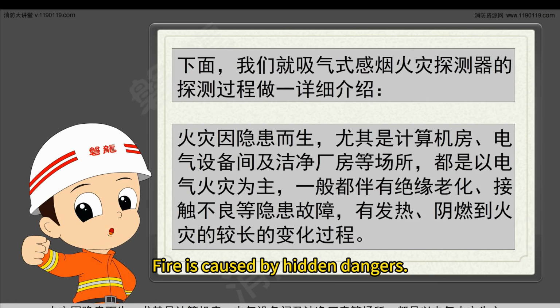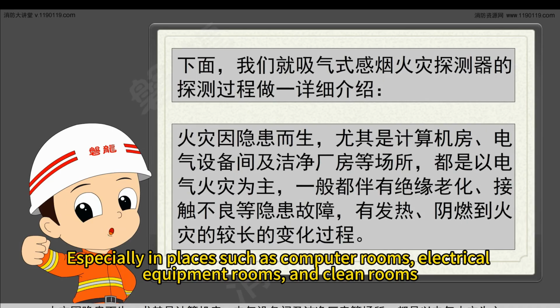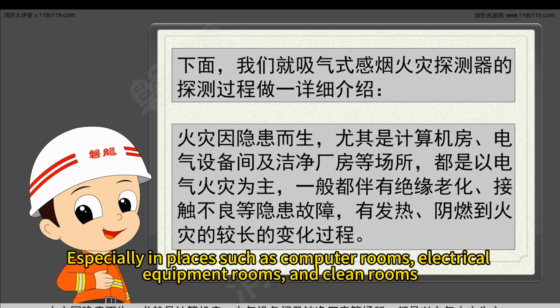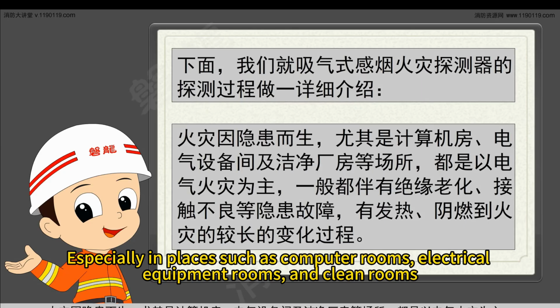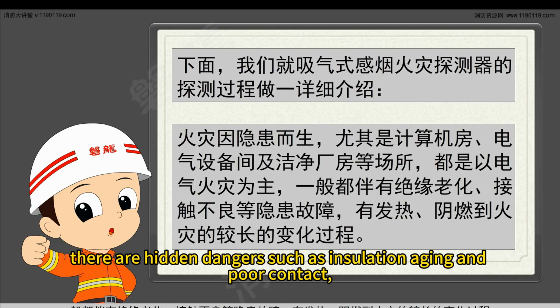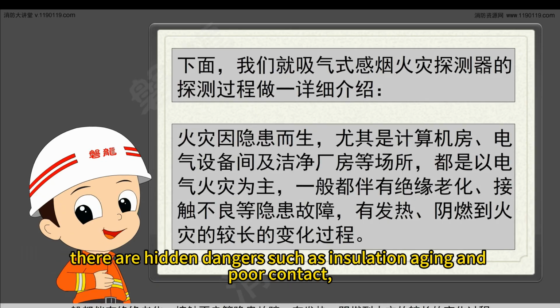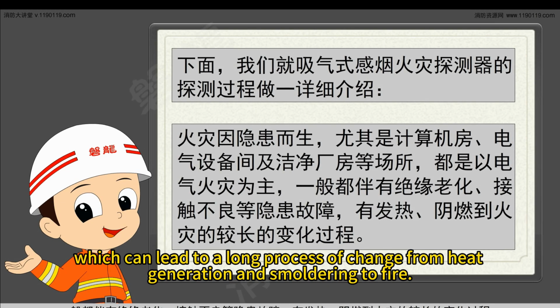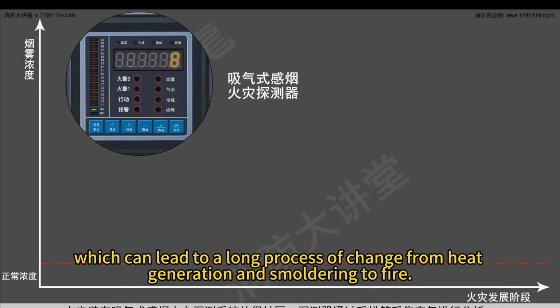Fire is caused by hidden dangers, especially in places such as computer rooms, electrical equipment rooms, and clean rooms. Electrical fires are the main cause. There are hidden dangers such as insulation aging and poor contact, which can lead to a long process of change from heat generation and smoldering to fire.